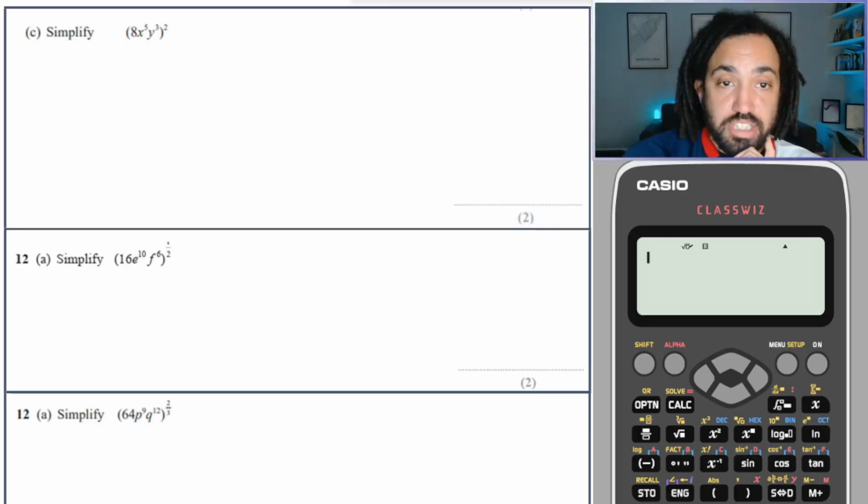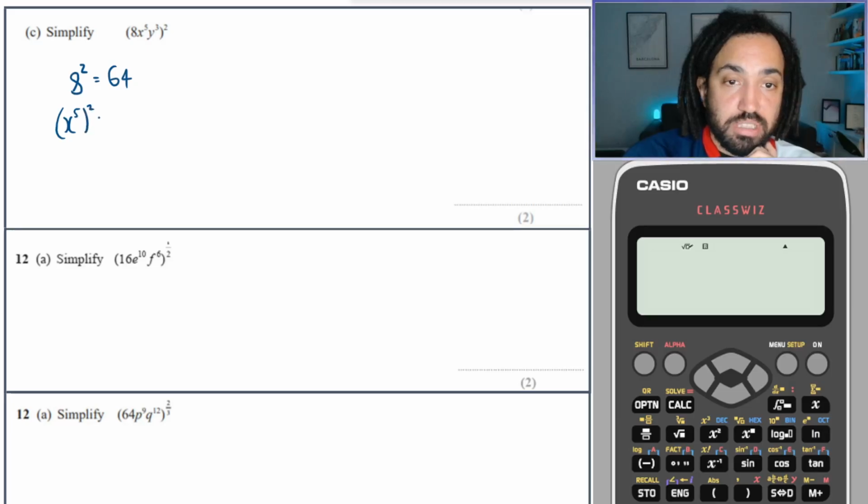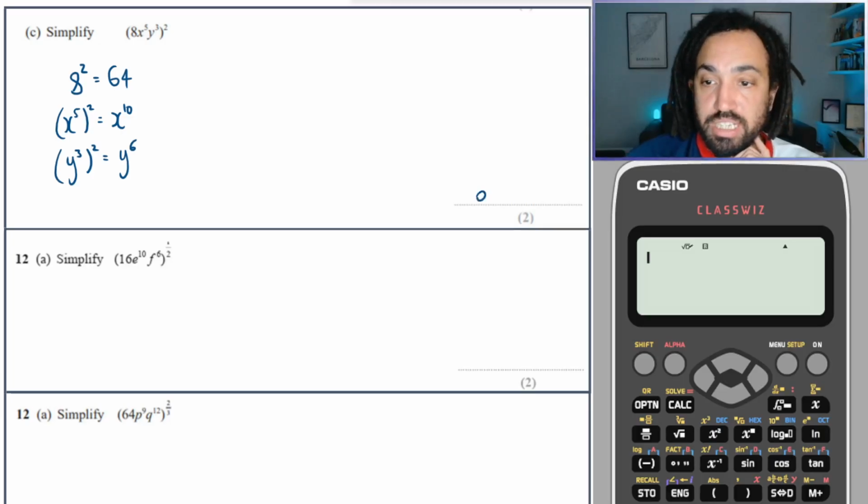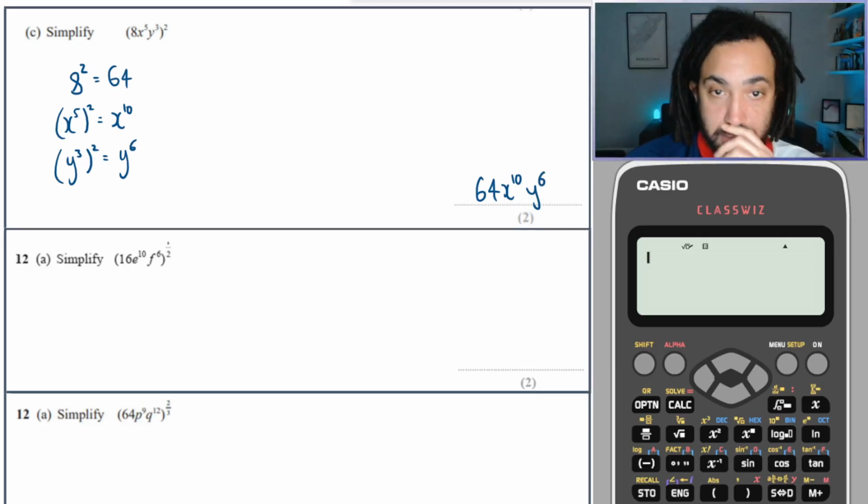Okay, same thing again. 8 needs to be squared, which is equal to 64. X to the 5 needs to be squared, which is equal to x to the 10. And y cubed needs to be squared, which is equal to y to the 6. So we get 64, x to the 10, y to the 6.